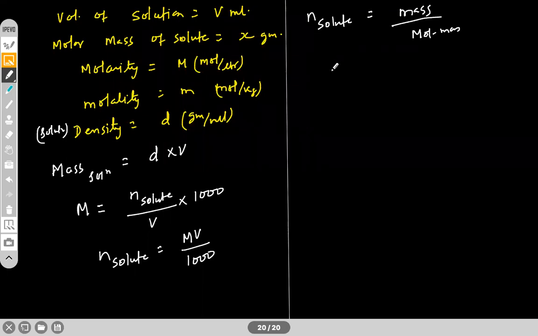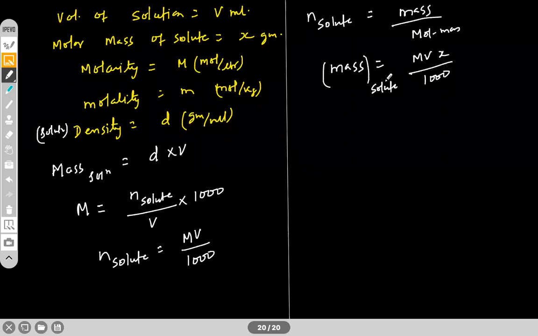We'll substitute here. So mass of solute is equal to what we can write? Number of moles is MV by 1000. Molar mass, I am assuming it as X, right? So it is MV into X by 1000. Is it clear? Till here it is fine. This is the mass of solute.